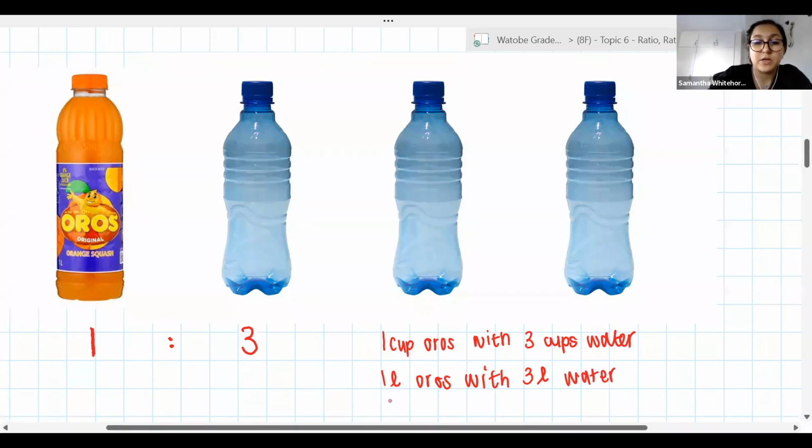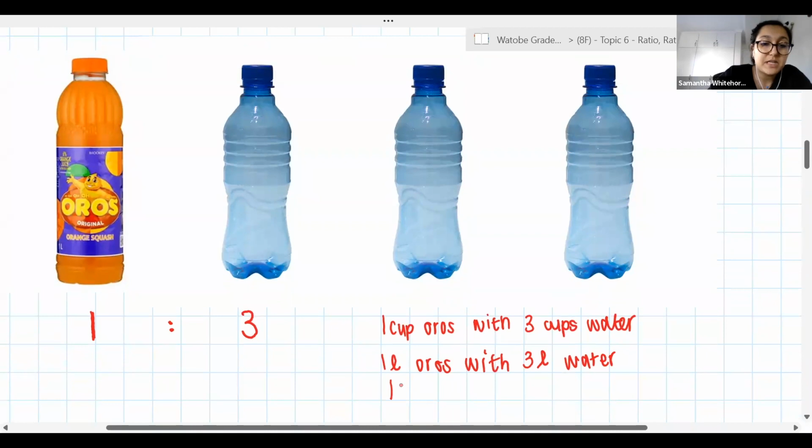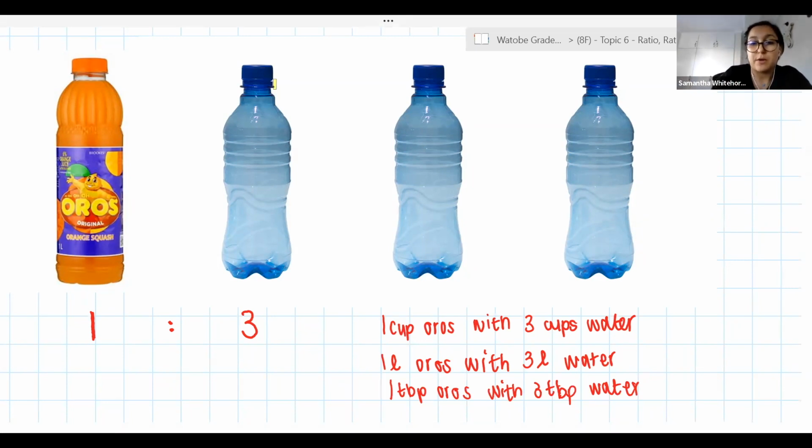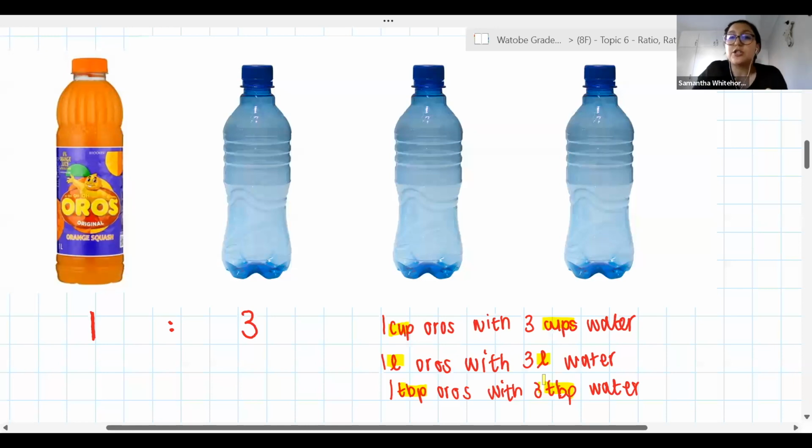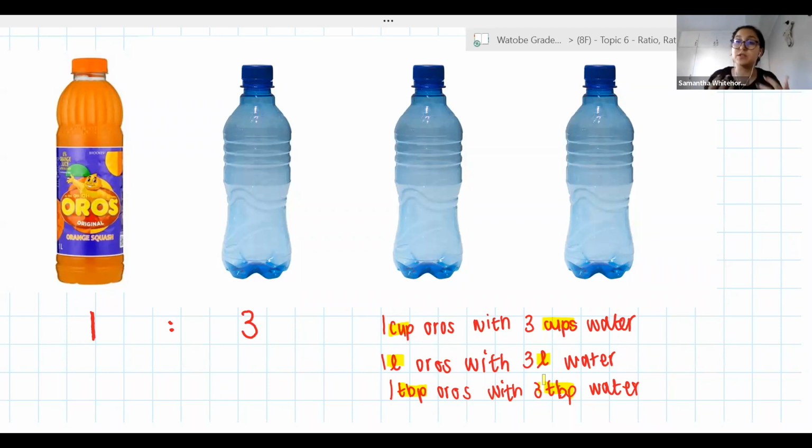If you really wanted to be quite difficult, you could say 1 tablespoon of Oros needs to be mixed with 3 tablespoons of water. So what we need to understand is that the reason a ratio doesn't have units is because the units will always be the same when we're comparing. So cup with cup, liter with liter, tablespoon with tablespoon. And it's giving us an idea of how we need to separate or split or mix or make whatever it is that we're talking about.